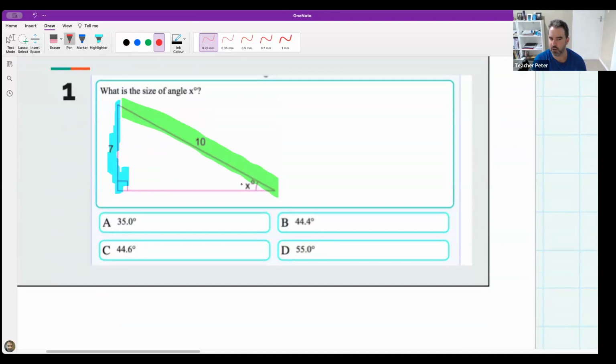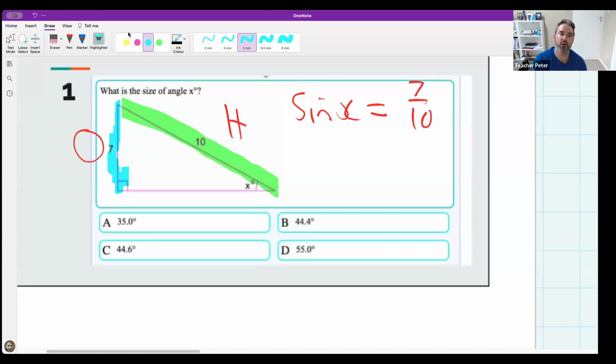So to build a trig equation, we need to know who's who in the neighborhood. So that's O and that's H. Now, what trig ratio involves O and H? It's sine. And so now we have the sine of x is equal to 7 over 10. But we've got a new problem. The x is locked away inside the trig ratio. Now, the way we unlock it is by using what's called the inverse trig function.